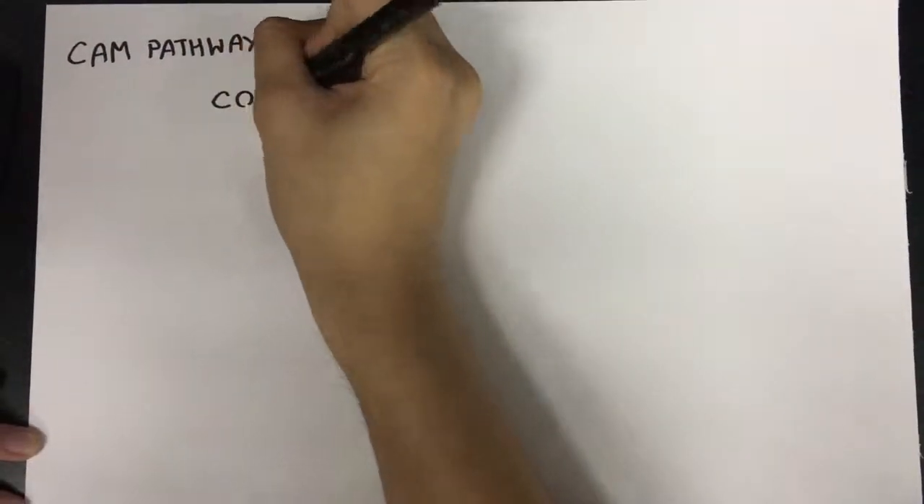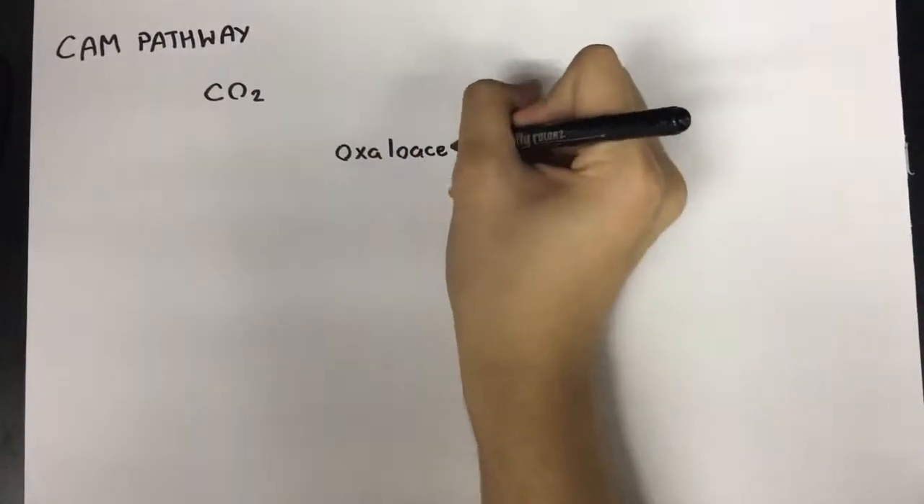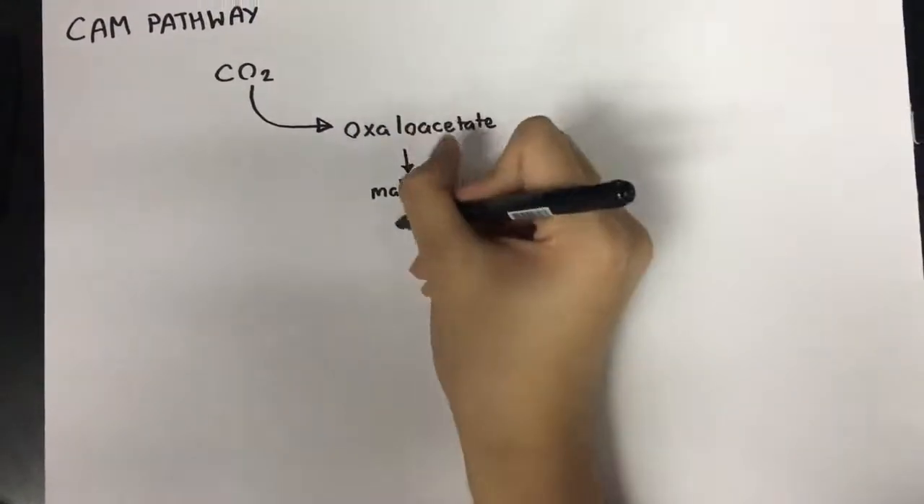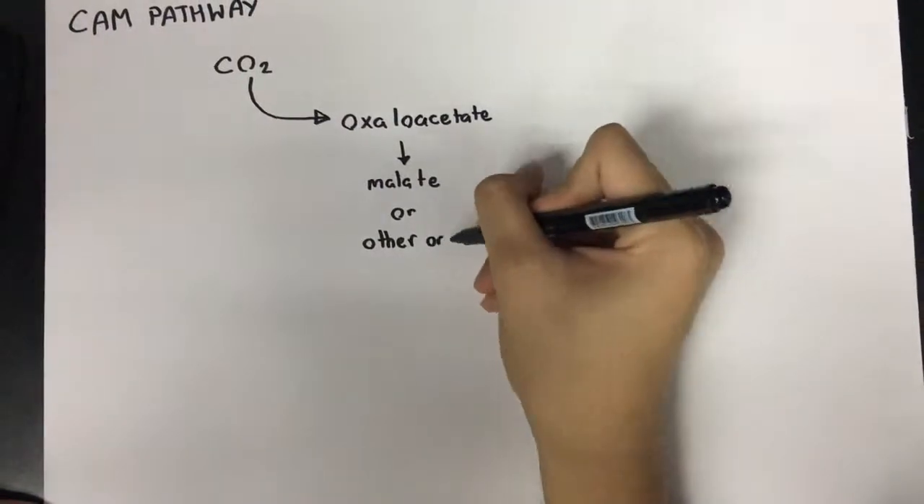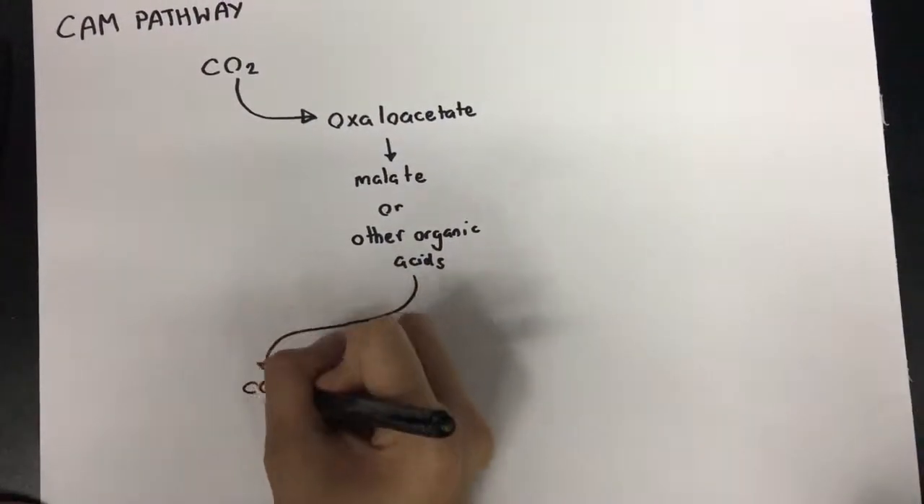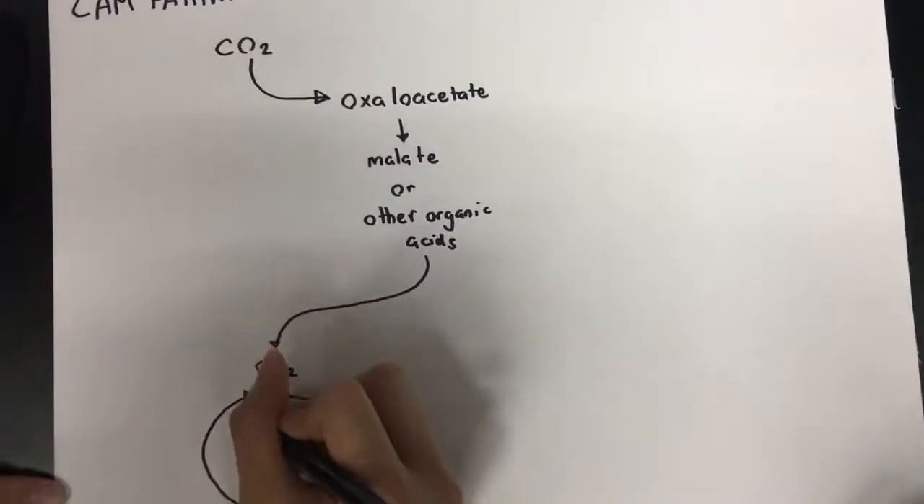The crassulacean acid metabolism pathway, or CAM pathway, is a carbon fixation pathway adaptation in some plants that are living in arid conditions. This pathway will minimize photorespiration as much as possible to conserve water.